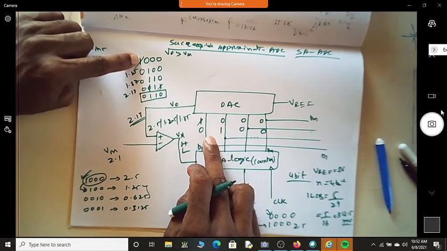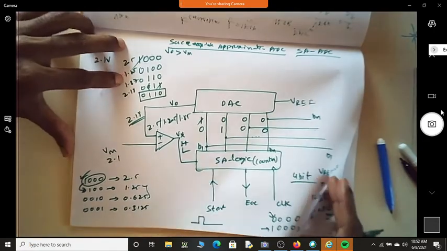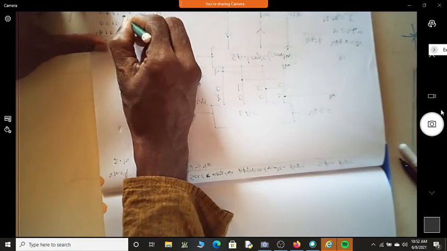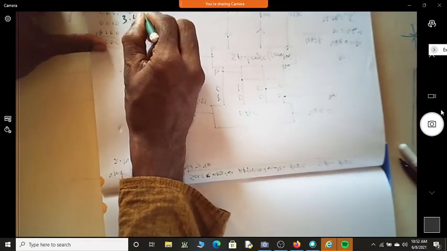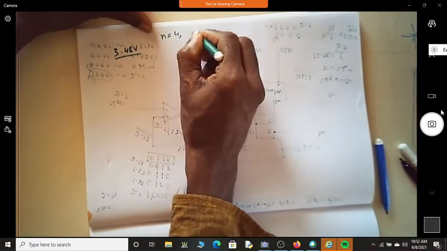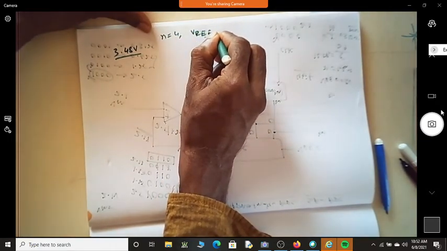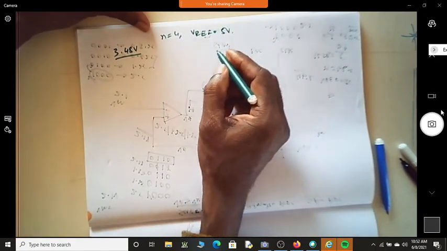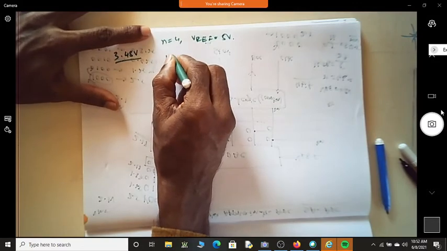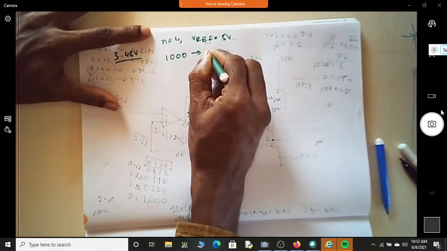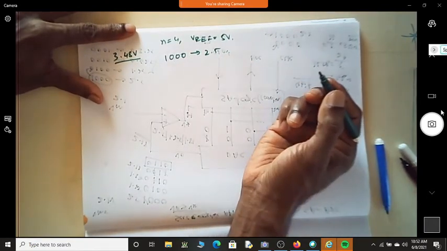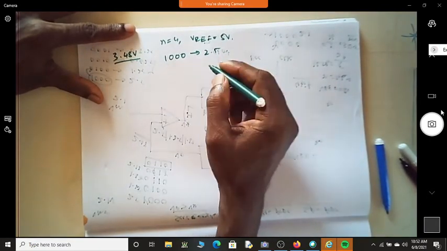Suppose, okay, let us take some other input voltage. Let me take it as around 3.48 volt. Again, let us take N equal to 4, V reference equal to 5 volt. Can you start? Yes, sir. Is the first value 1000? Will it give 2.5? Yes, sir. Shall I retain that?